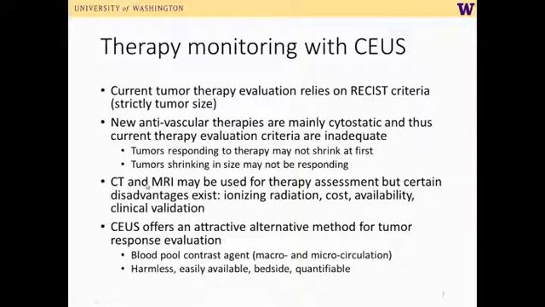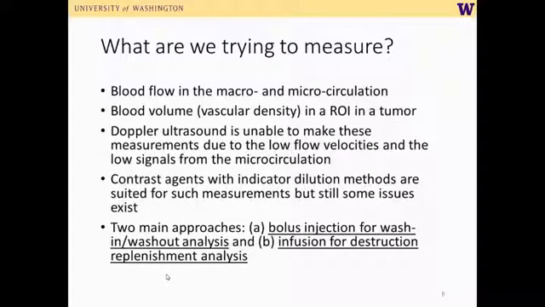CT and MRI may be used for therapy assessment, but certain disadvantages exist. For example, we have ionizing radiation in CT. Cost is an issue, availability, and clinical validation. Contrast-enhanced ultrasound offers an alternative method for tumor response evaluation, and it is very convenient that our agent is a blood pool agent, and it's also harmless, easily available, bedside, and quantifiable.